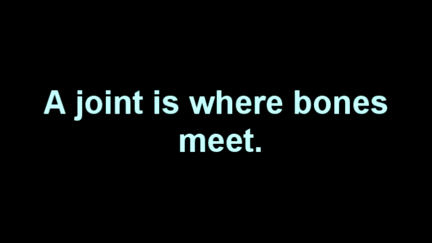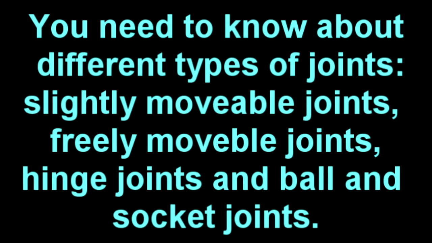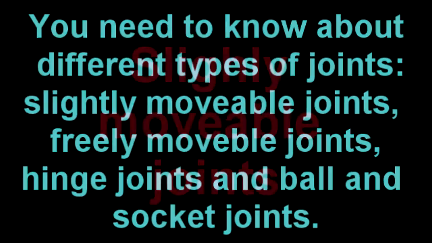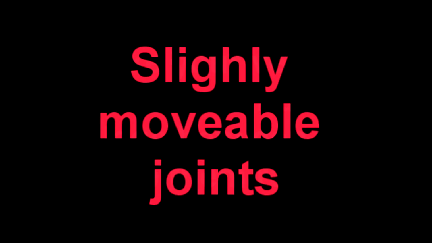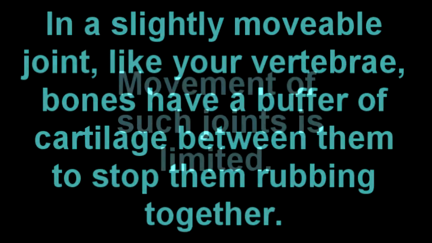A joint is where bones meet. You need to know about different types of joints: slightly movable joints, freely movable joints, hinge joints, and ball and socket joints. Slightly movable joints. In a slightly movable joint, like your vertebrae, bones have a buffer of cartilage between them to stop them rubbing together. Movement of such joints is limited.